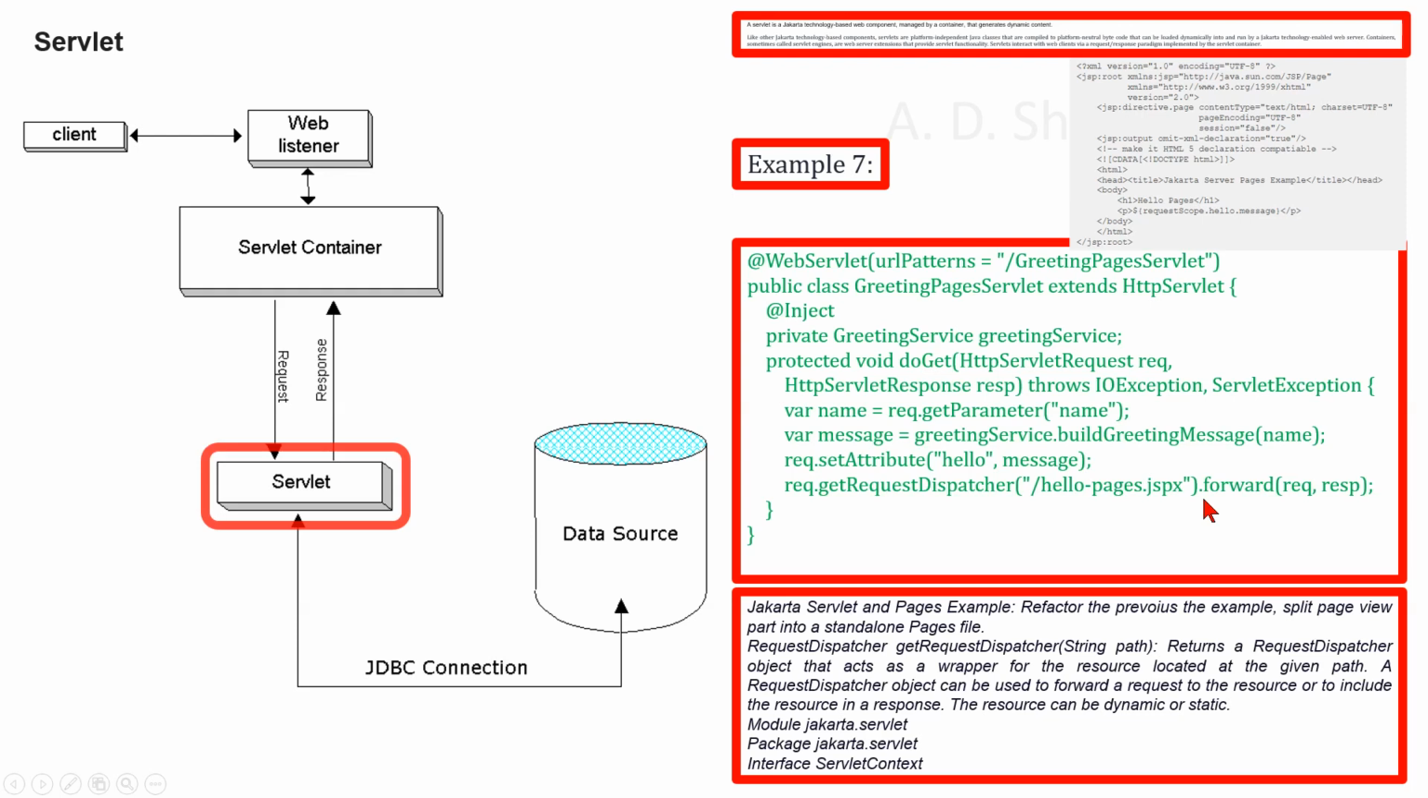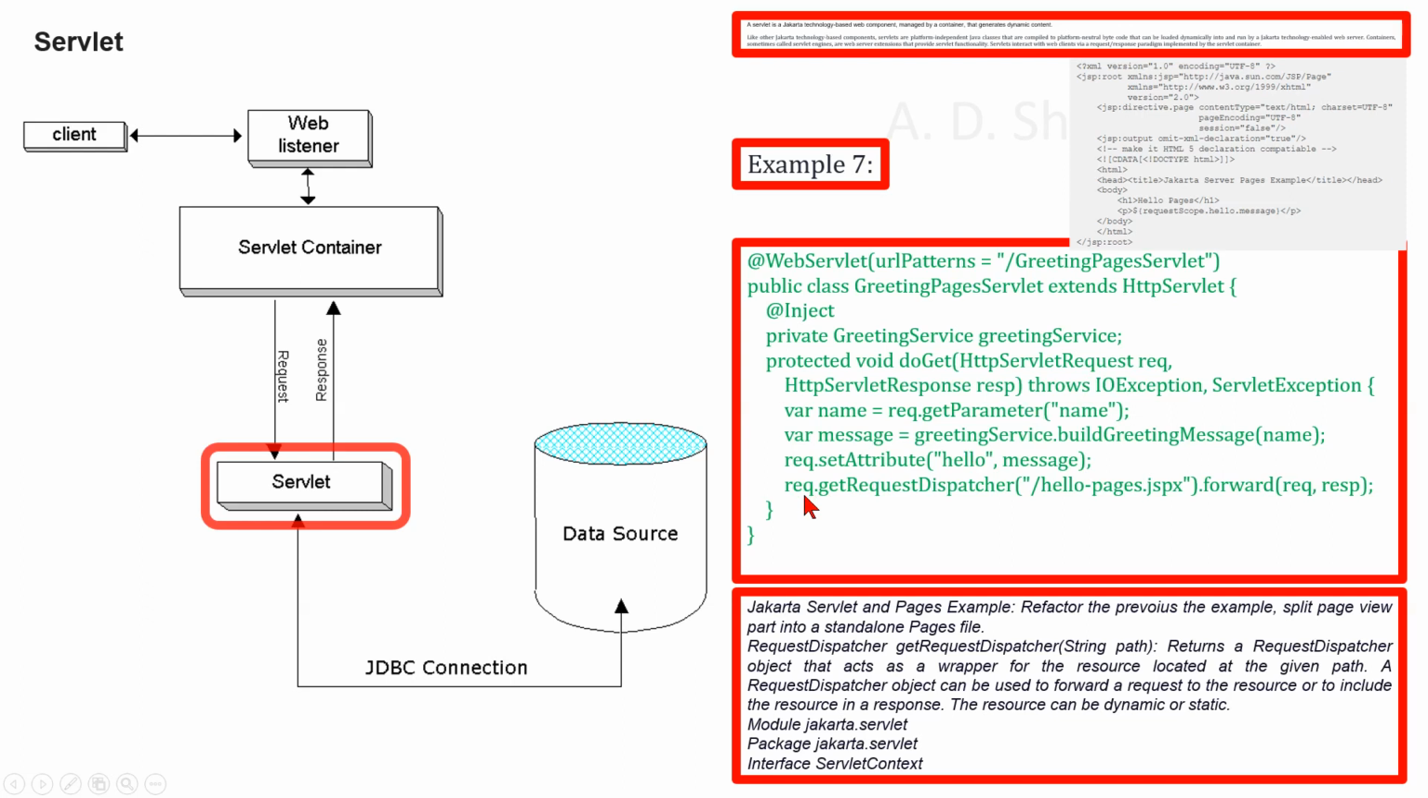The resource can be dynamic or static. This method is in the interface ServletContext, and it's in the package jakarta.servlet and module jakarta.servlet.